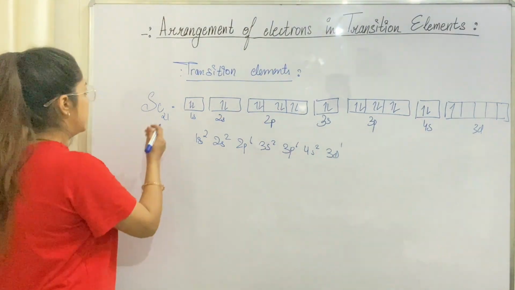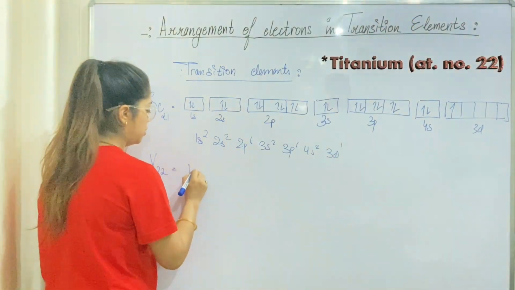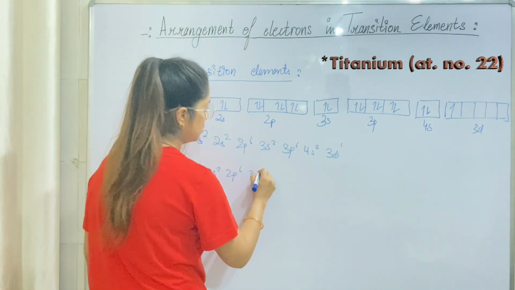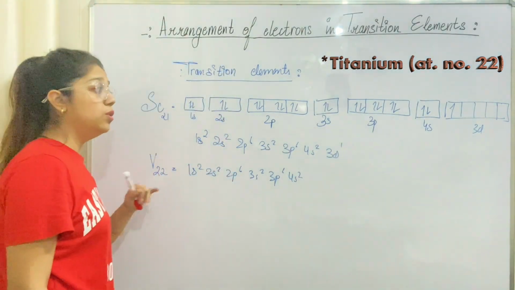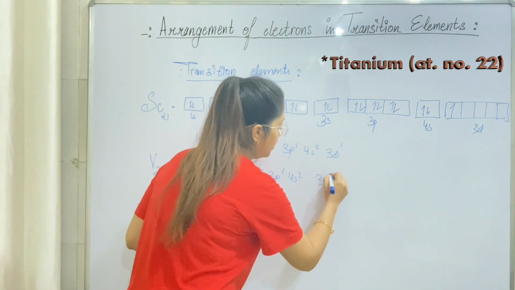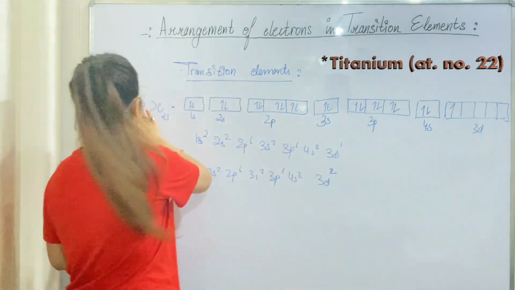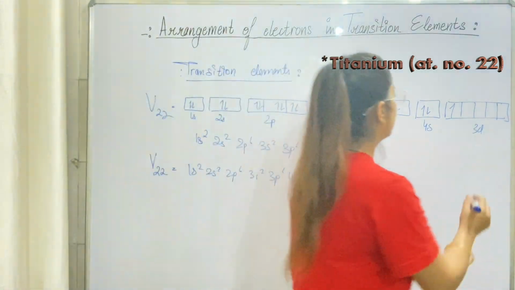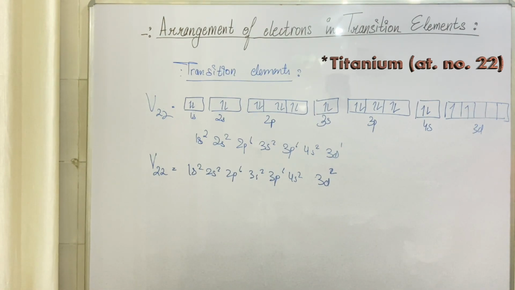Now moving to the next one, after scandium we have vanadium 22. So it is going to be 1s2, 2s2, 2p6, 3s2, 3p6, 4s2. Now we are left with 2. So 2 will go in 3d2 of course, right? So the second electron for, sorry, for vanadium, the second electron will also come here in 3d. I hope this is clear to you.